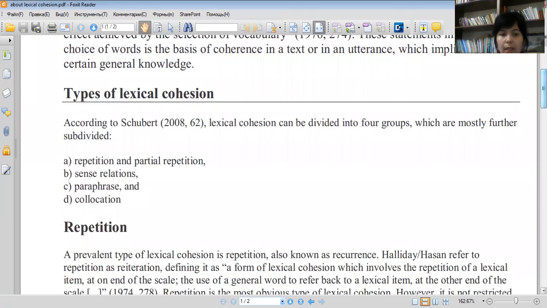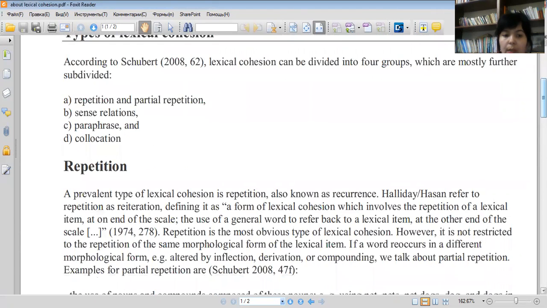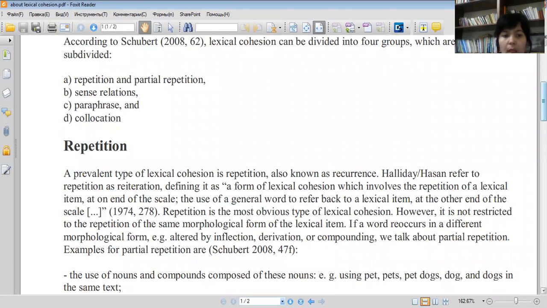Types of lexical cohesion. According to Schubert, lexical cohesion can be divided into four groups, which are mostly further subdivided. The first one is repetition and partial repetition, then sense relations, paraphrase, and collocation. At first, repetition. A prevalent type of lexical cohesion is repetition, also known as recurrence.